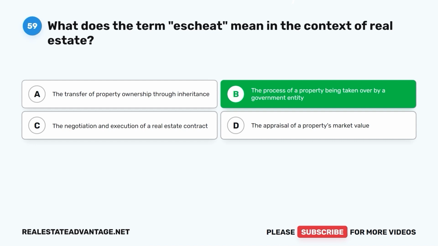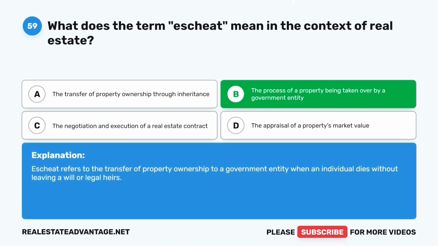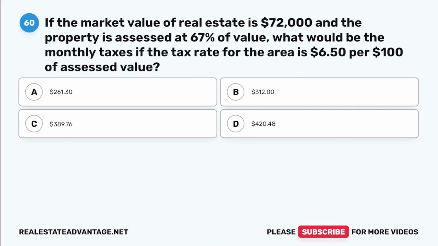The process of a property being taken over by a government entity. Escheat refers to the transfer of property ownership to a government entity when an individual dies without leaving a will or legal heirs.